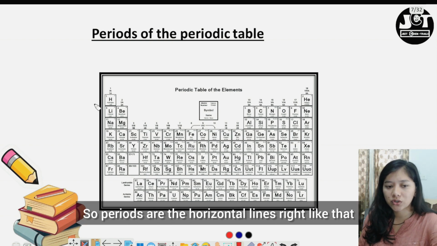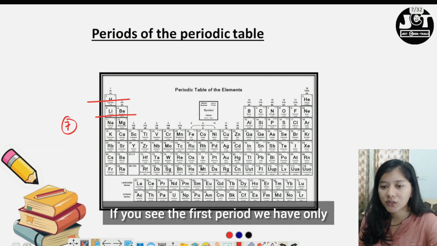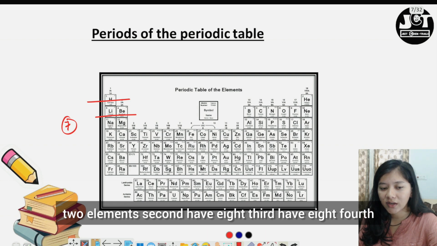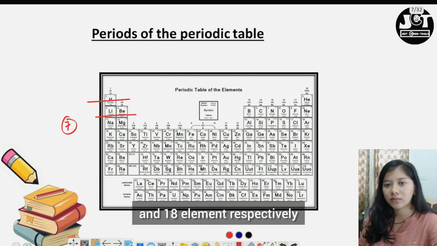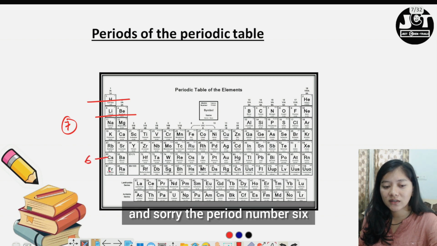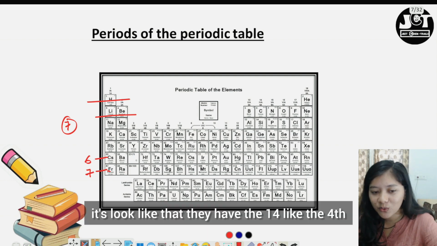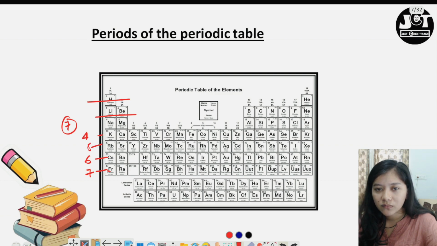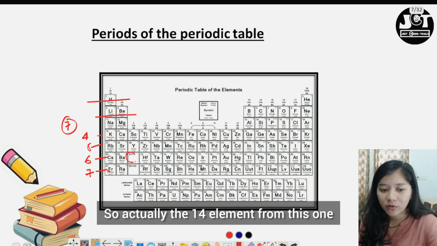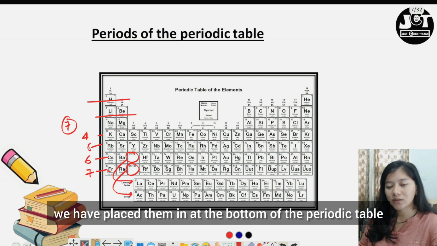Periods are the horizontal rows, right? We have a total of 7 periods in the periodic table. If you see the first period, we have only 2 elements. The second has 8, the third has 8. The fourth and fifth have 18 and 18 elements respectively. While periods 6 and 7 have 32 elements. If you count them, it looks like they have 14 more than the fourth and fifth, right? So actually the 14 elements from this one and the 14 elements from this one we have placed at the bottom of the periodic table.